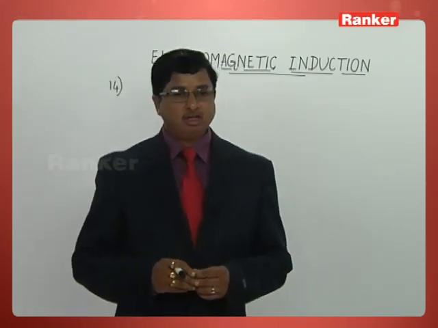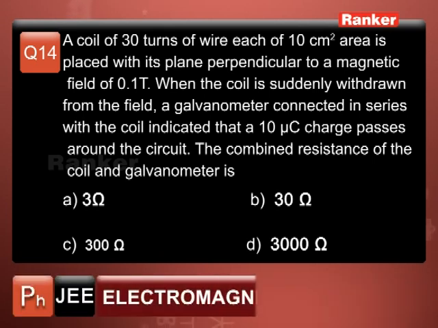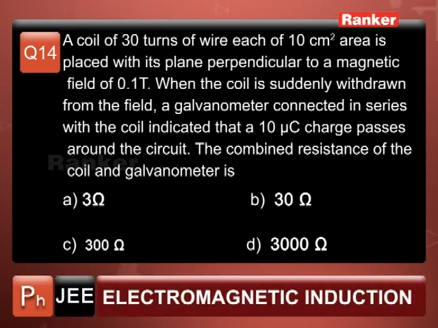Let us work out the next number. That's problem 14. A coil of 30 turns of wire, each of 10 centimeter square area, is placed with its plane perpendicular to a magnetic field of 0.1 Tesla. When the coil is suddenly withdrawn from the field, a galvanometer connected in series with the coil indicated that a 10 microcoulomb charge passes around the circuit.